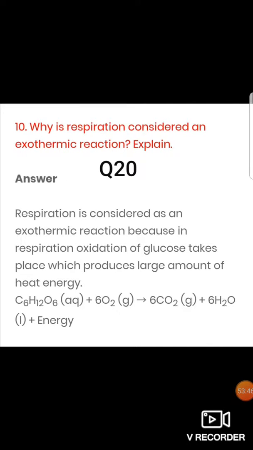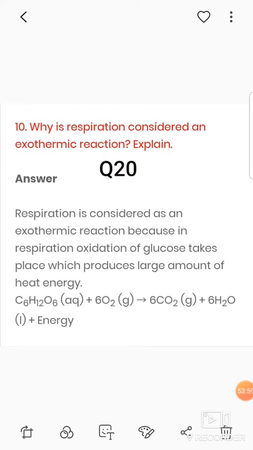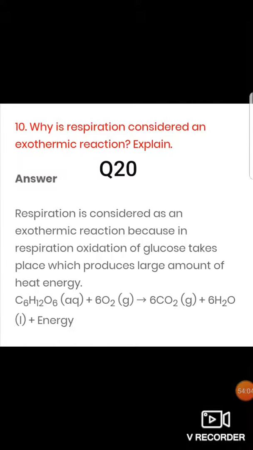Why is respiration considered an exothermic reaction? Explain. Respiration is considered an exothermic reaction because in respiration oxidation of glucose takes place, which produces a large amount of heat energy, where glucose C6H12O6 plus 6O2 gives 6CO2 plus 6H2O plus energy. In the product, a large amount of heat energy is produced.